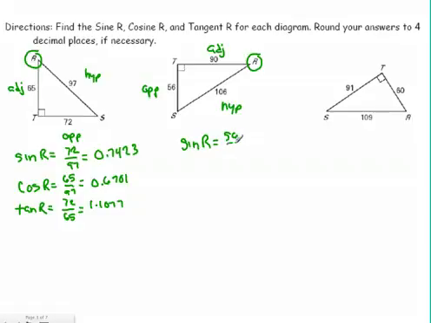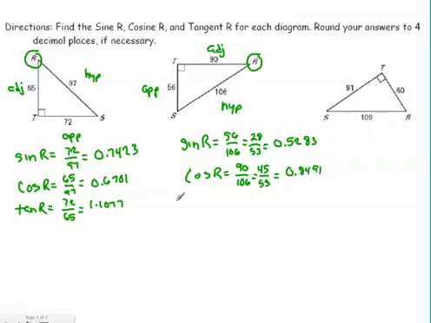That'd be 56 over 106. Now both those numbers are divisible by 2, so we'll simplify this fraction down to 28 over 53. When we put 28 over 53 in our calculators, we get 0.5283. The cosine of r is going to be the adjacent over the hypotenuse, so that would be 90 over 106. Both those numbers are divisible by 2 as well, so we'll simplify that fraction down to 45 over 53.